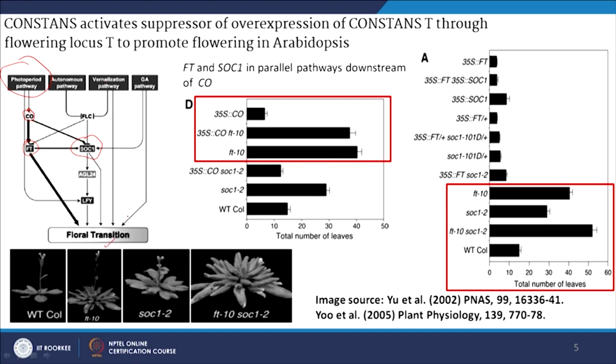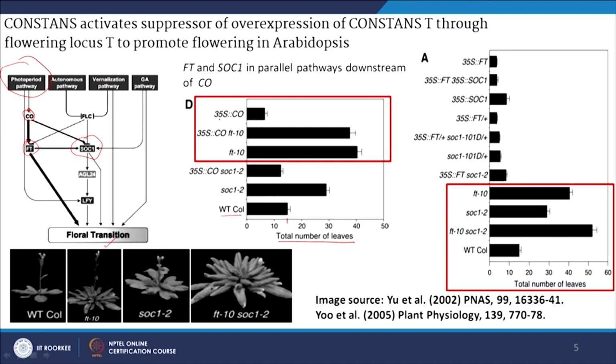How to establish this? If you look at this mutant phenotype, here the total number of leaves is counted when the transition occurs. If you have more leaves, then it is delayed flowering. If you have fewer leaves, then it is early flowering. If you look at a typical wild type plant, it usually makes approximately 15 rosette leaves before it transits from the vegetative phase to the reproductive phase. But these FT mutants make almost 40 leaves before the transition, which means that there is a huge delay in flowering.